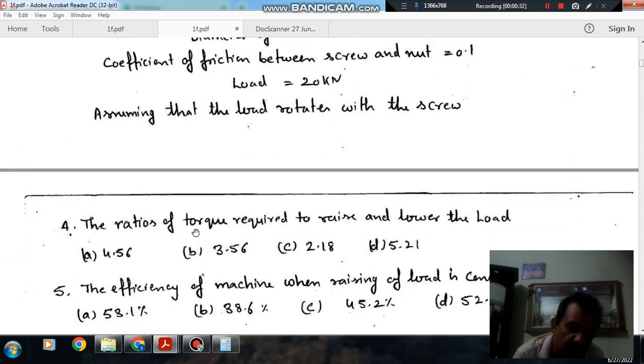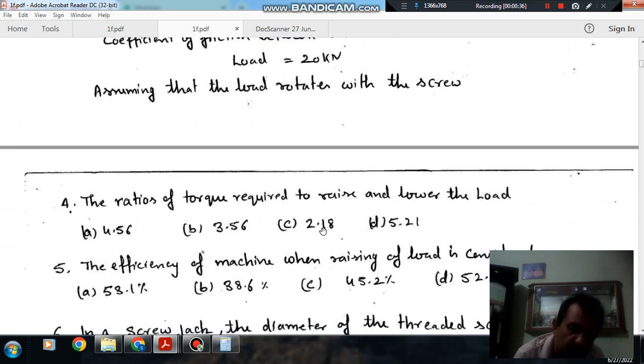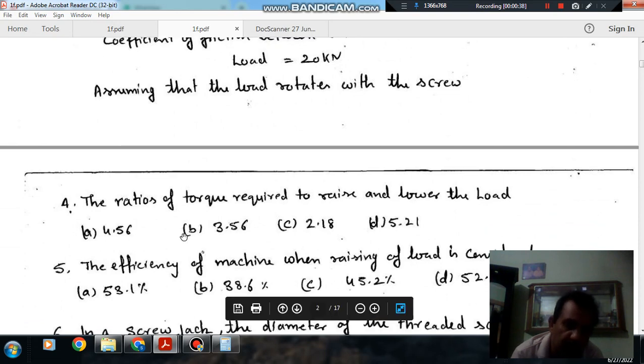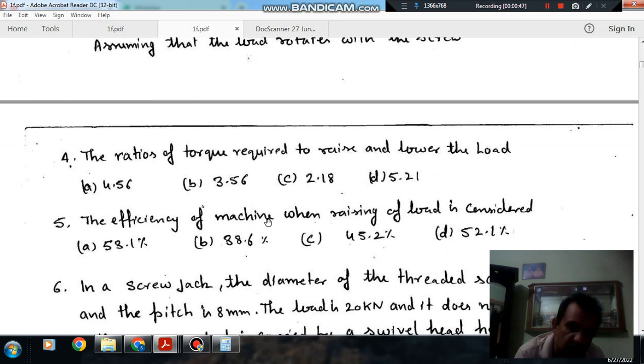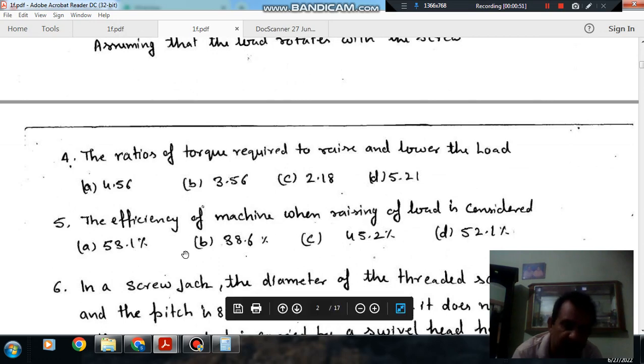Question number 4. The ratio of torque required to raise and lower the load. Option A 4.56, option B 3.56, option C 2.18, and option D 5.21. Question number 5. The efficiency of the machine when the raising of the load is considered. Option A 53.1%, option B 38.6%, option C 45.2%, and option D 52.1%.